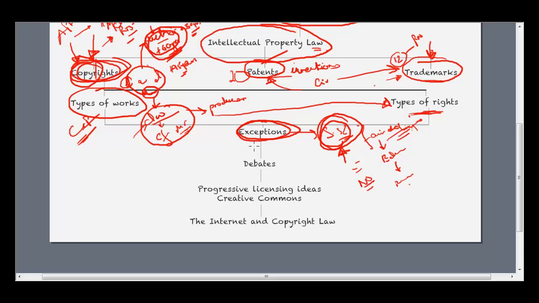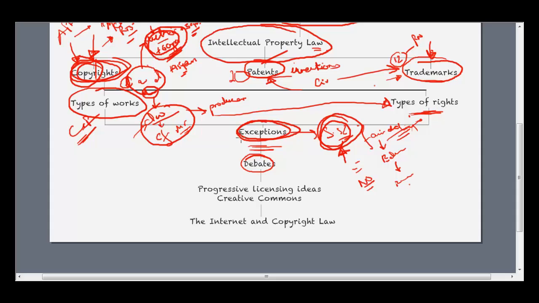Alright, so that's really what copyright law looks like. But given that this is something which relates to works that are created all the time, continuously, and in constantly changing, rapidly evolving environments, there are a number of debates around the nature of copyright law today and whether it works. Why do these debates arise?